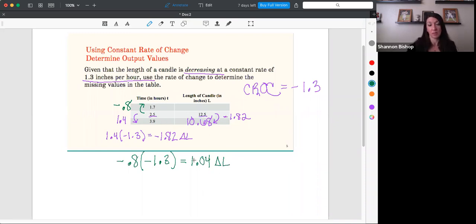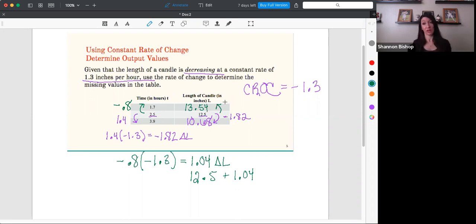Now notice this time my change in L, my delta L, is a positive value. 1.04 is positive. And that makes sense because you're expecting the candle to be longer an hour ago. Oh, not quite an hour ago, but 0.8 of an hour ago. It makes sense that this is a positive number because I'm now going to take that 12.5 reference value and add on those 1.04 inches to get my final answer here. So the actual length of the candle at that moment of time would have been 13.54.